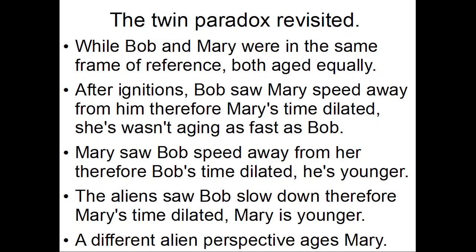While Bob and Mary were in the same frame of reference, both aged at the same rate. After ignition, Bob saw Mary speed away from him. Therefore, Mary's time dilated. Mary was aging slower than Bob. Mary saw Bob speed away from her. Therefore, Bob's time dilated. Bob was aging slower. The alien saw the distance between him and Bob decrease, meaning Bob slowed down, but Mary continued at her usual rate. Mary was aging slower. And if we change the alien's perspective, we can make Bob age slower.